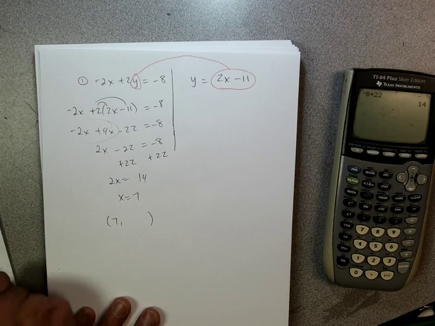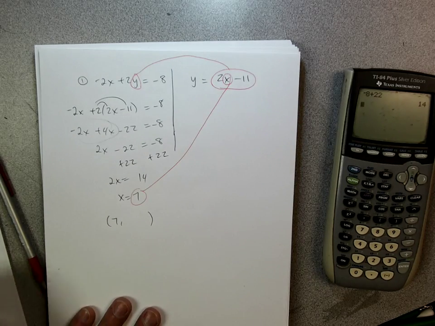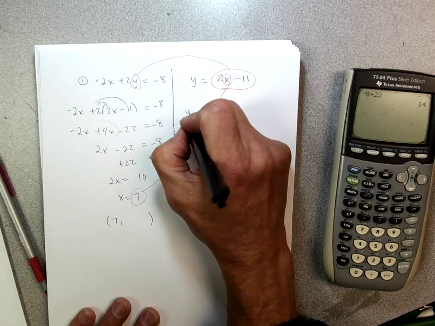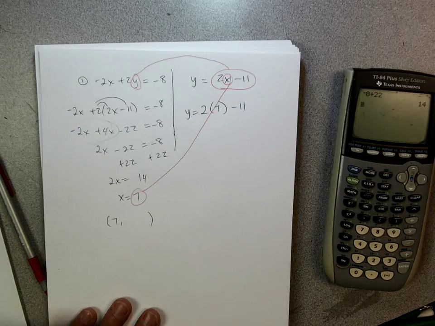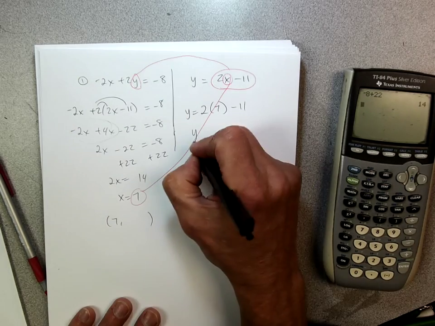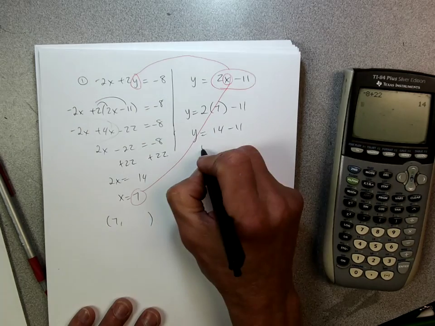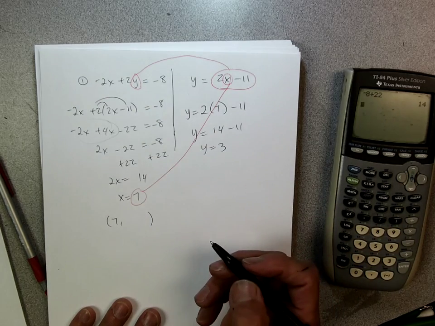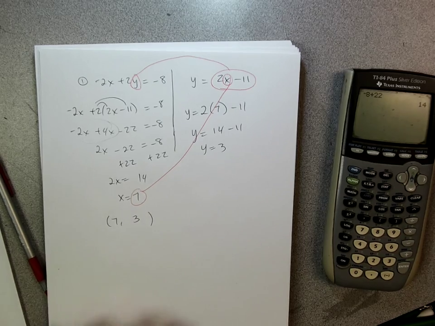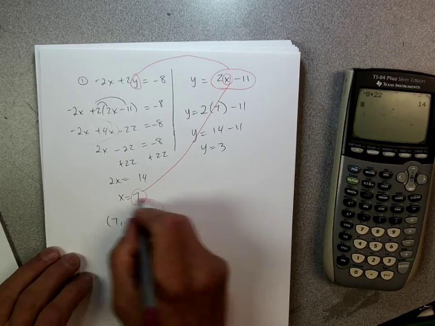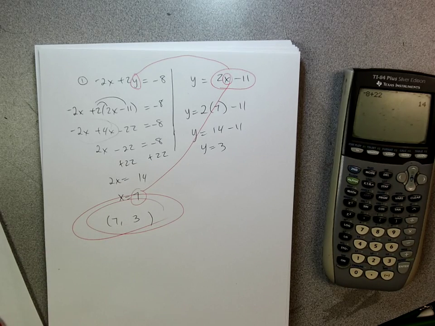To get the something, let's take this 7 and plug it in for x over here, right? So we'll rewrite this as y equals 2 times a 7 minus an 11. That's y is equal to 14 minus 11, or y is equal to 3. So that's my y value. I'll stick it in here so it looks like a point, and there is my answer. It's the coordinate 7, 3. Okay, not too bad.